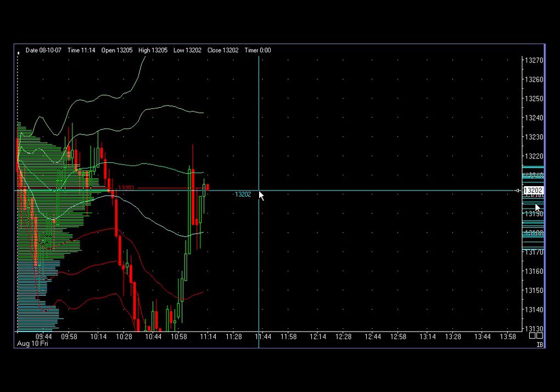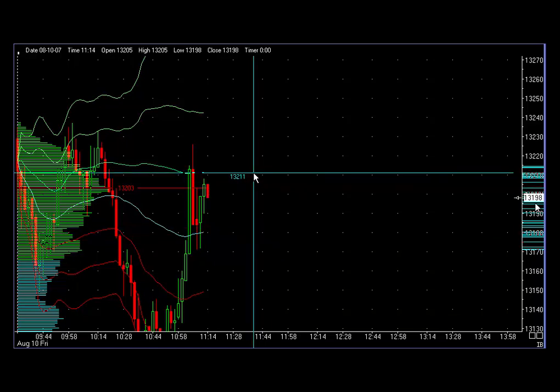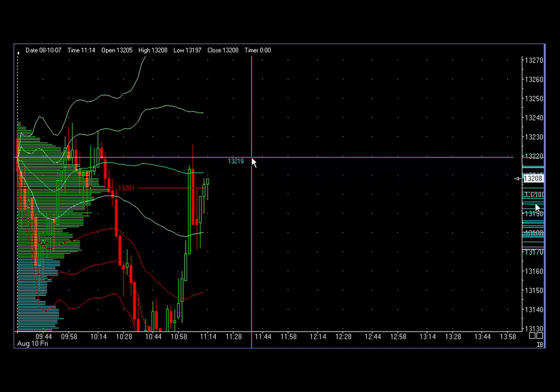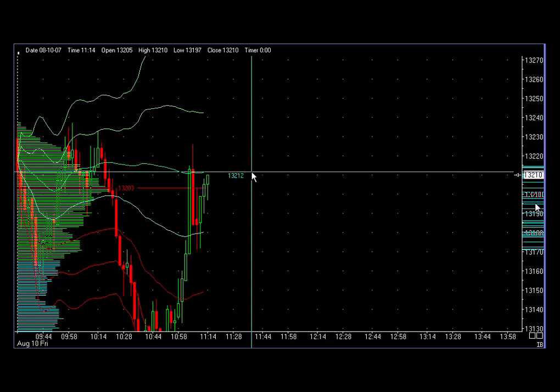Okay, we're still at 13,203 for the peak volume price. VWAP is down here at 13,180. First standard deviation at 13,211. So if we break through 13,211, we should take a long trade to the upside. When that price action moves it away, put your stop at break even.